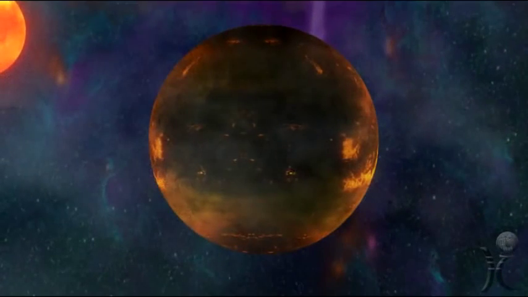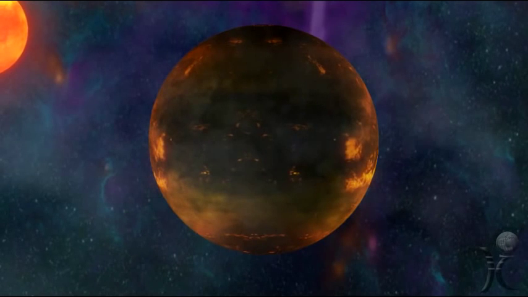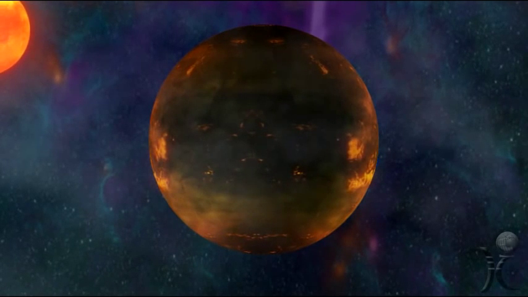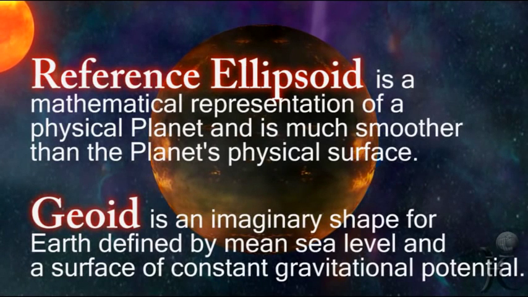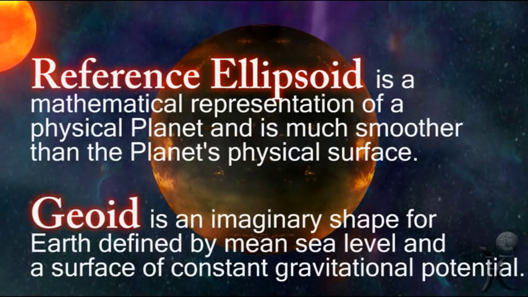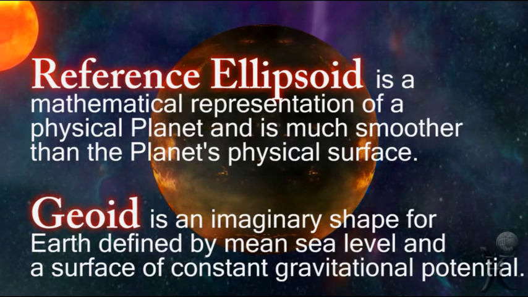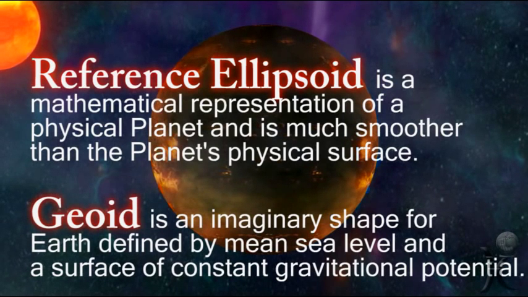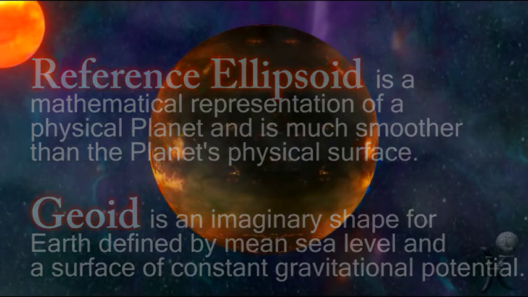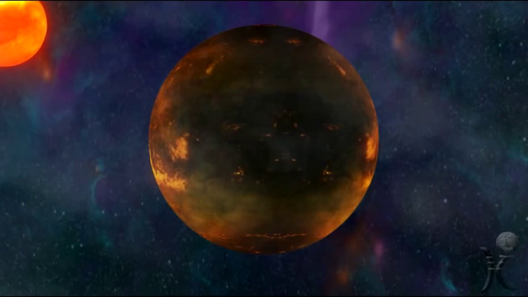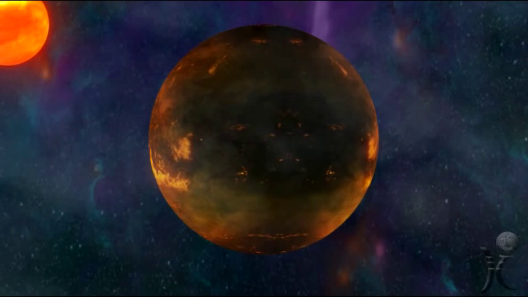Scientists have used mathematical expressions to represent the shape of Mars, for example. A reference ellipsoid is a mathematical representation of the physical planet and its surface. Temperatures on Mars at the datum or reference surface level, there is no sea level that we know of, vary from minus 135 degrees to plus 28 degrees Celsius.